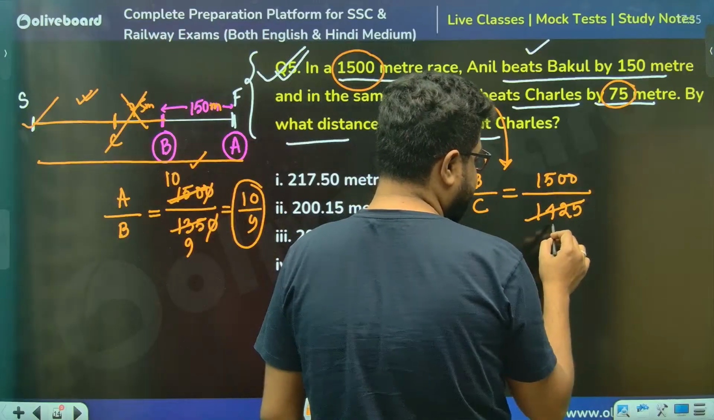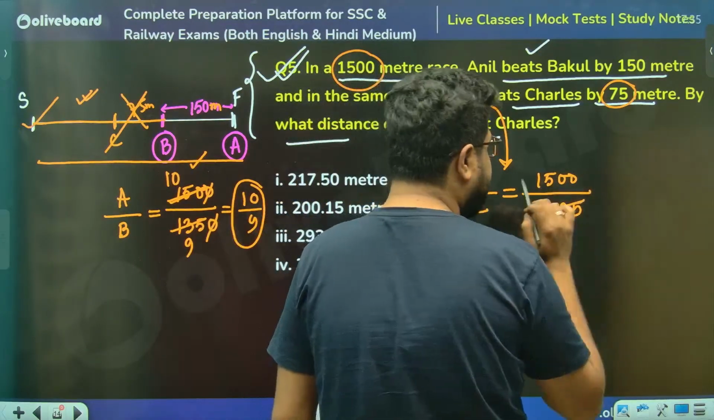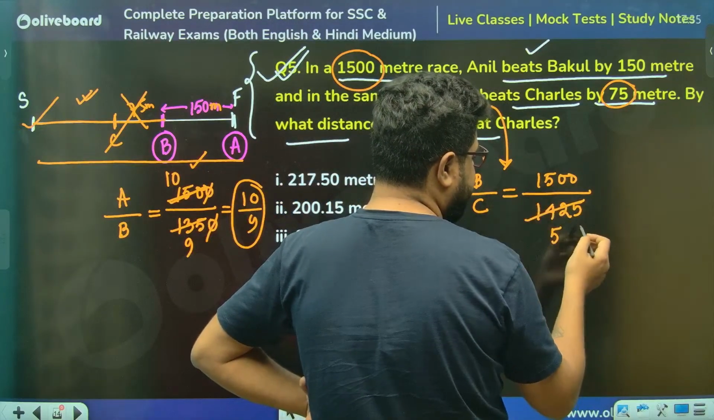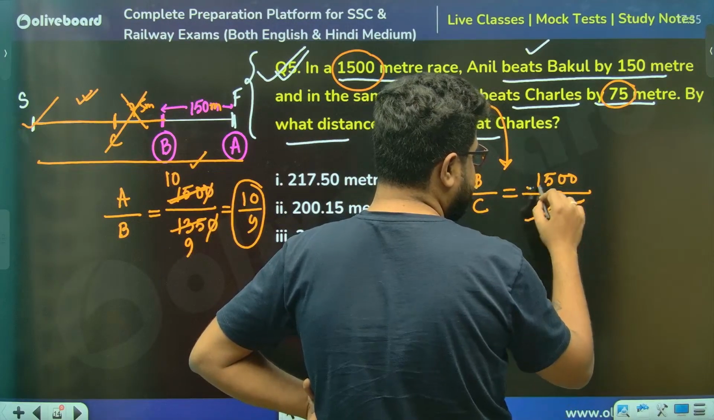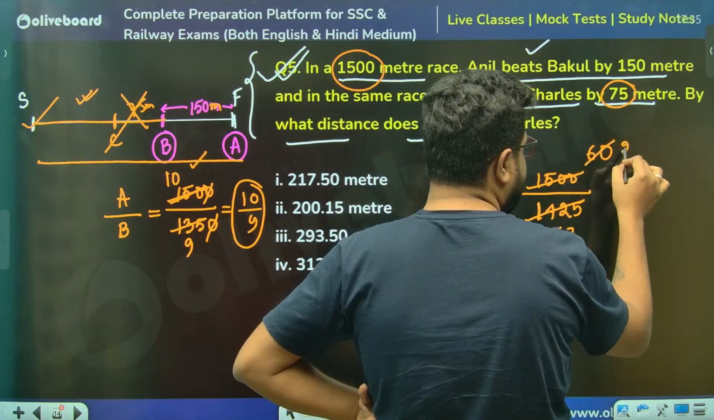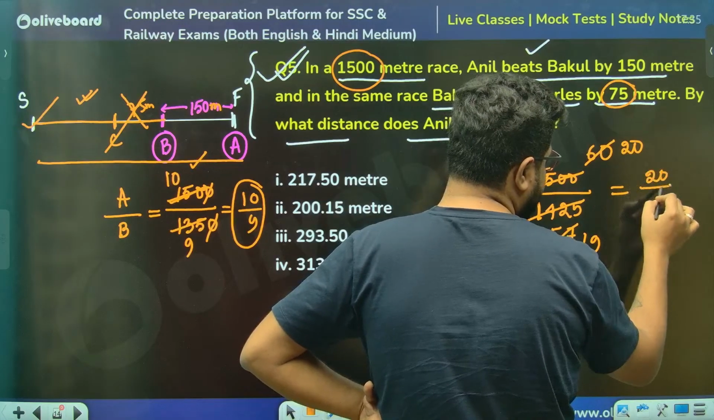So if you do this, divide by 25: 25 fives are 125, and you can also multiply by 4, normally we do it. 125 meaning 1275 is 75, meaning 7 times 25, 6 are this. So this is 20, this is 19. So this ratio is 20 by 19.